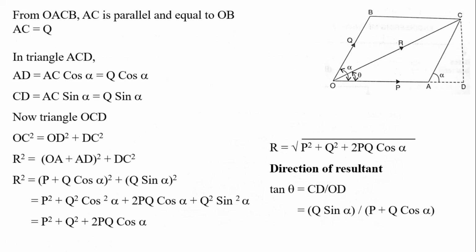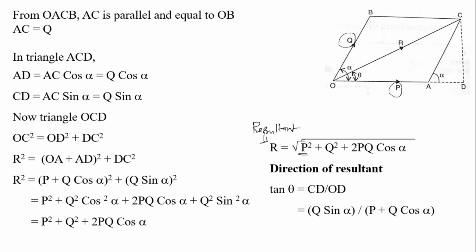R, the resultant, is equal to root of P squared plus Q squared plus 2 PQ cos alpha. P is equal to the primary force, and Q is equal to the secondary force, right? Two forces P and Q. And R is equal to root of P squared plus Q squared plus 2 PQ cos alpha.